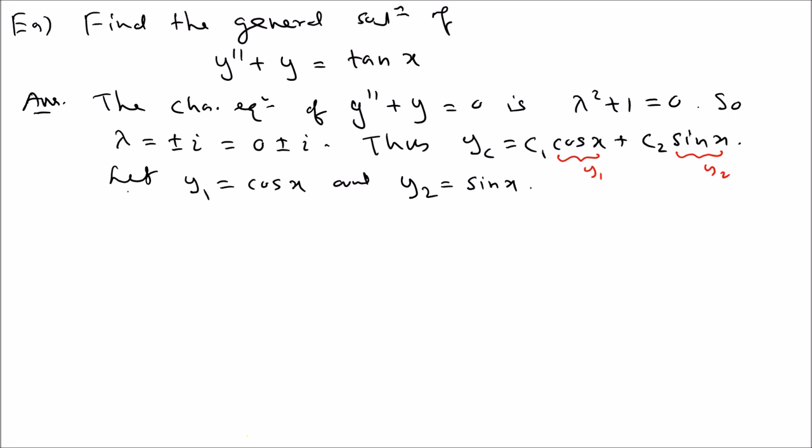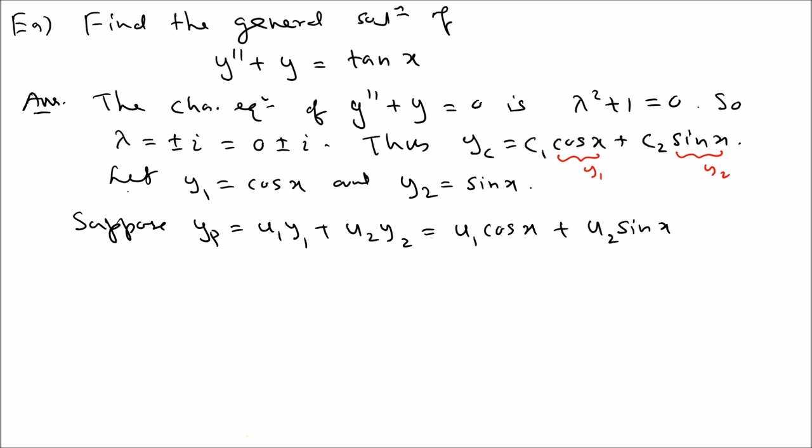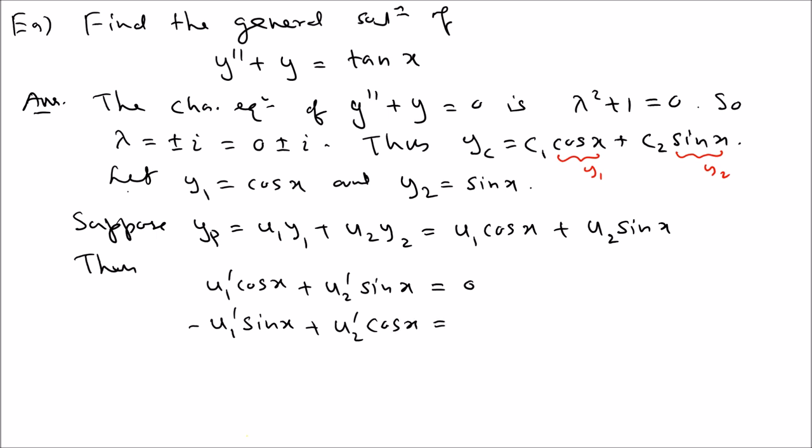Now we assume yp of the form u1 y1 plus u2 y2, in this case u1 cosine x plus u2 sine x. Now we can take derivatives. From the two equations, the first equation is u1 prime cosine x plus u2 prime sine x equals 0. The second equation: take the derivative, and the derivative of cosine is negative sine, so it is negative u1 prime sine x plus u2 prime cosine x equals tan x. Those are the two equations that we need to solve.